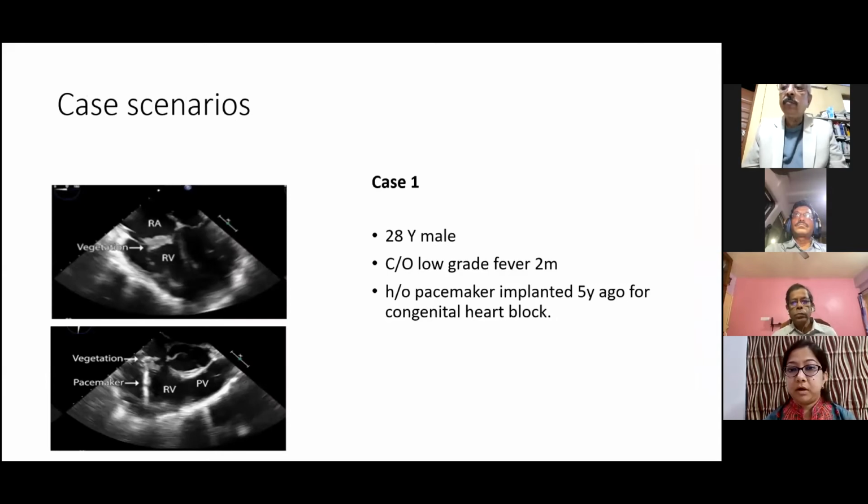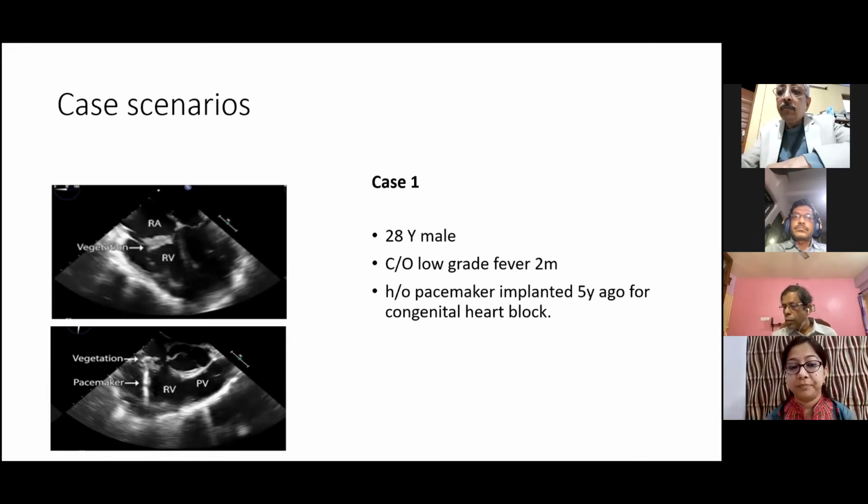So, one case scenario: a 28-year-old male presented with low-grade fever for 2 months, who had been investigated extensively by various departments for the fever, and then went for an echocardiography. On echocardiography, they found mobile vegetations, a mobile mass present in the tricuspid valve. When a proper RV view was made, a vegetation was seen. And when a TEE was performed, there was a vegetation along the pacemaker, as there was a history of pacemaker implantation years prior due to congenital heart block. The vegetation was found along the pacemaker lead.